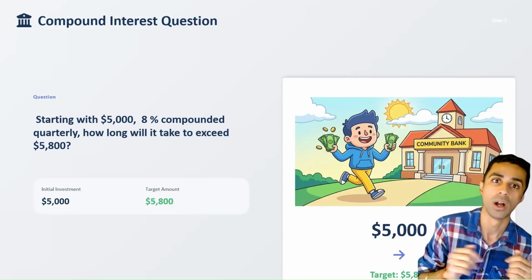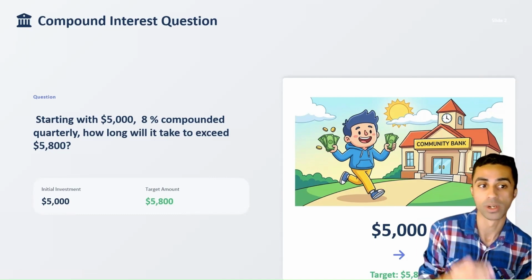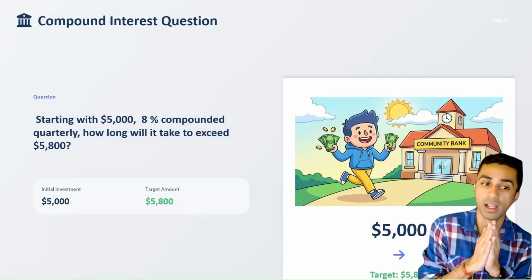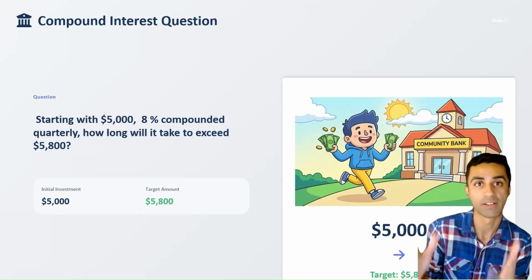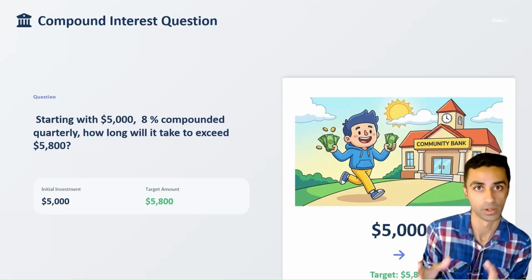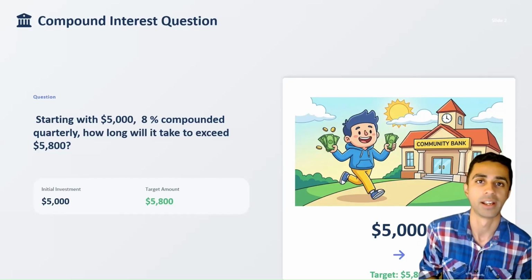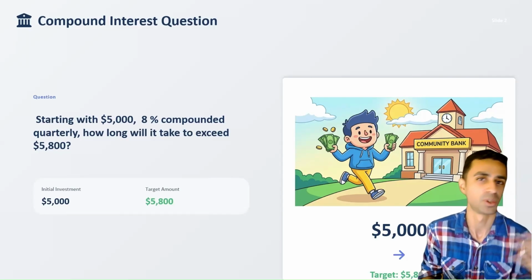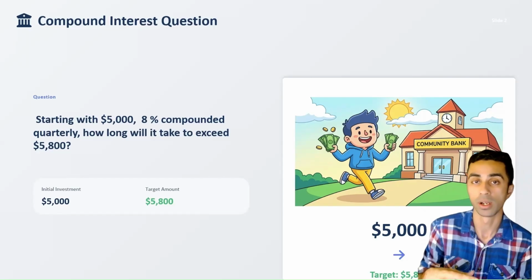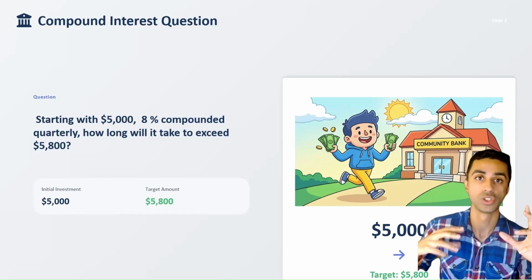Now he goes to the bank, and the deal that he gets is an interest rate of 8% per annum compounded quarterly. Now, how long will it take for this individual to have a total of $5,800 in his bank account? Interesting question, right? It takes you back to sixth or seventh grade, when you learned the concept of simple interest and compound interest. Simple interest is very easy to calculate. Compound interest is calculated on a principal value, and then it gets compounded at each interval.